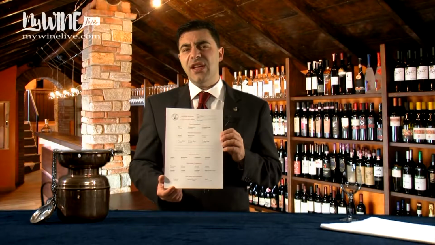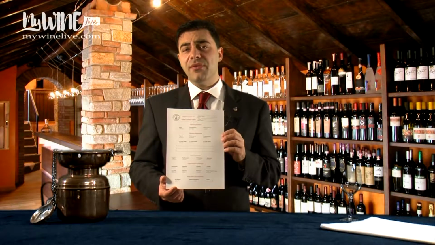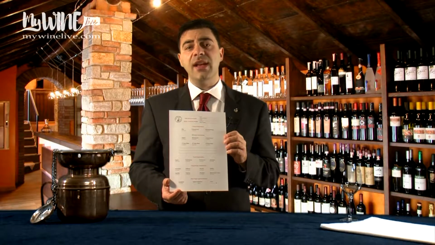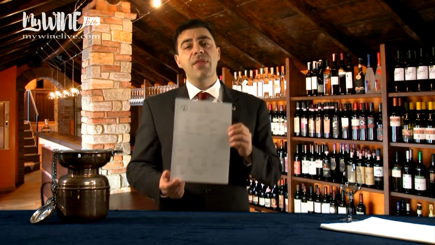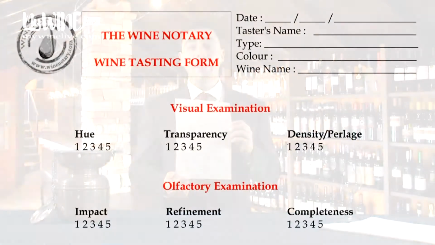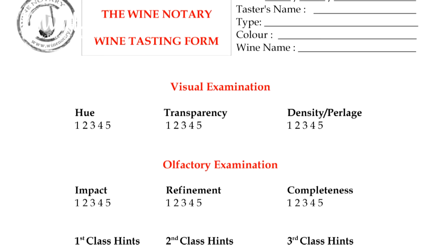To facilitate the tasting of the wine, it is better to rely on a form that will help you to identify all the features that you need to research and analyze in a certain wine. The Wine Notary created a specific and complete form of its instruction to help tasters to taste every possible wine.